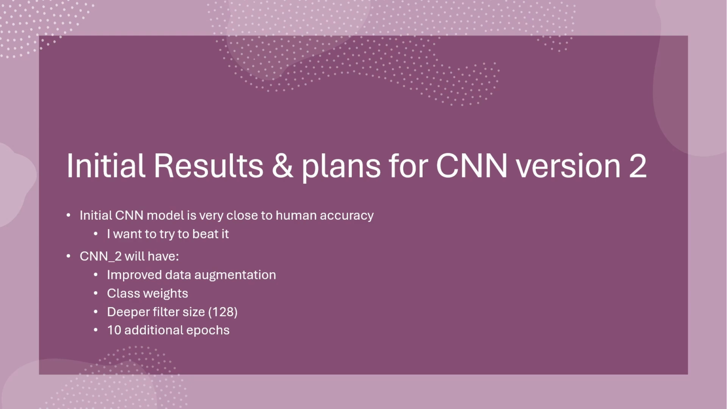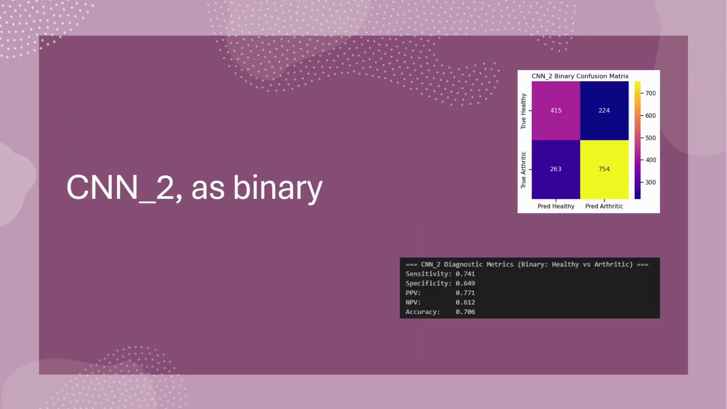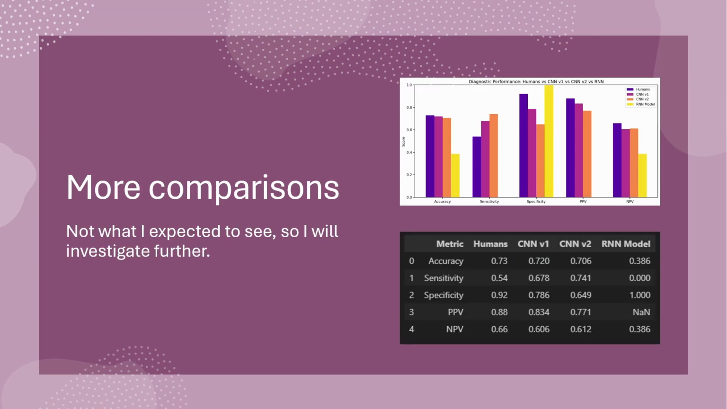And so I made a second CNN version with improved data augmentation, class weights, deeper filter size, additional epochs. And here's what I got. And it did actually do a lot better. We have a much more diagonal confusion matrix heat map. So looking at it as binary, here's what we have as well. Again, showing a lot better. And I put all of the comparisons together, as you can see here.